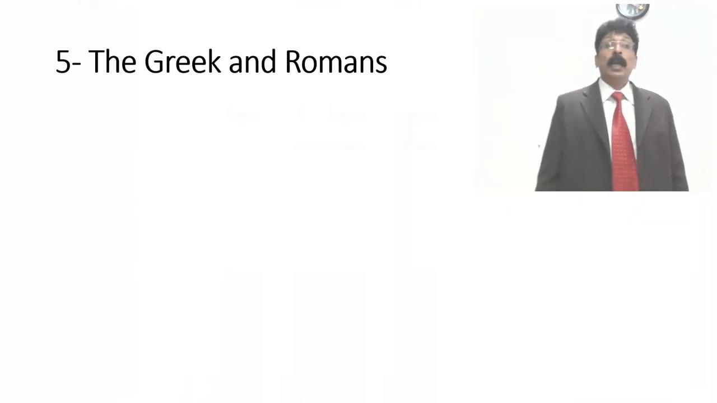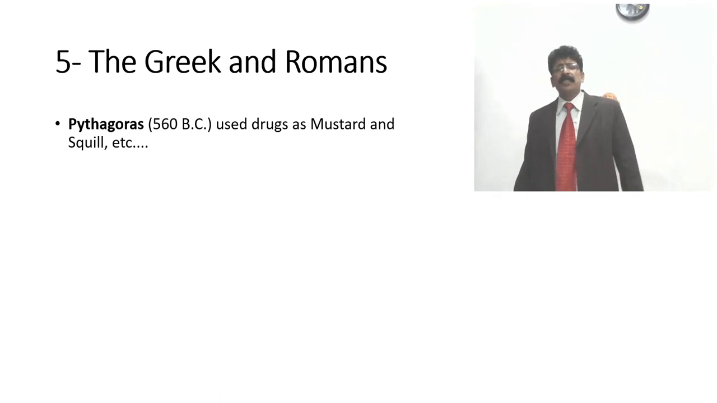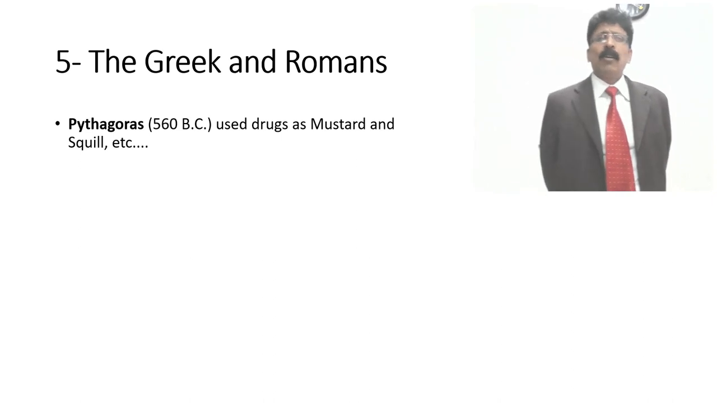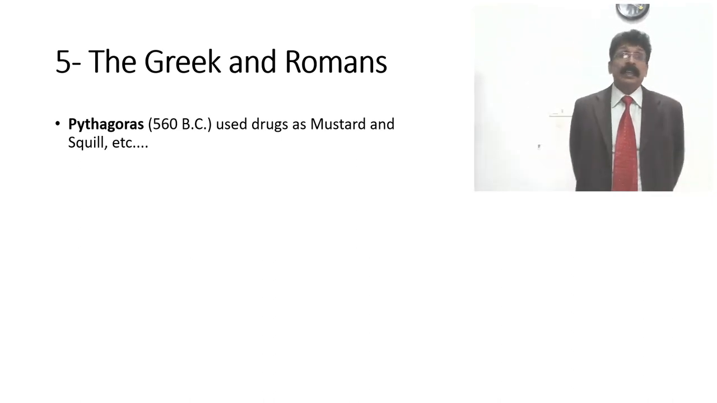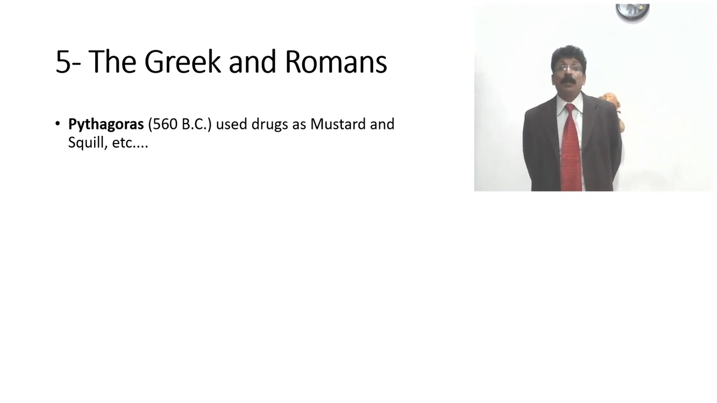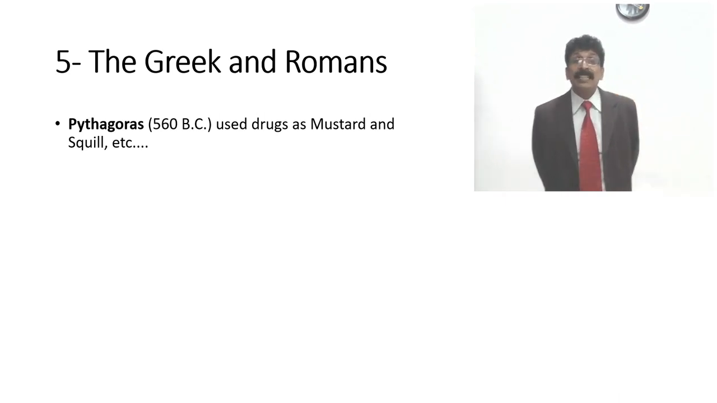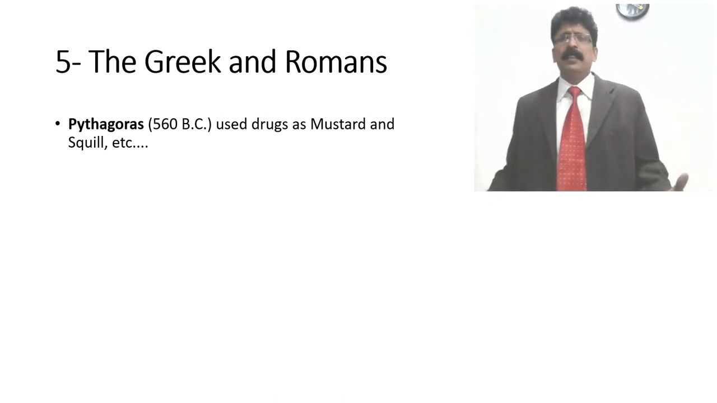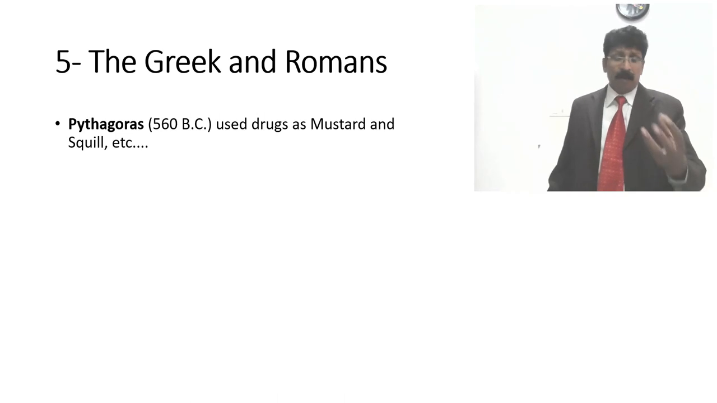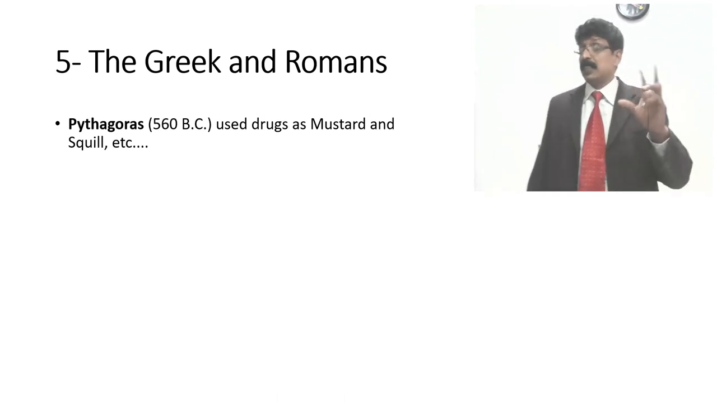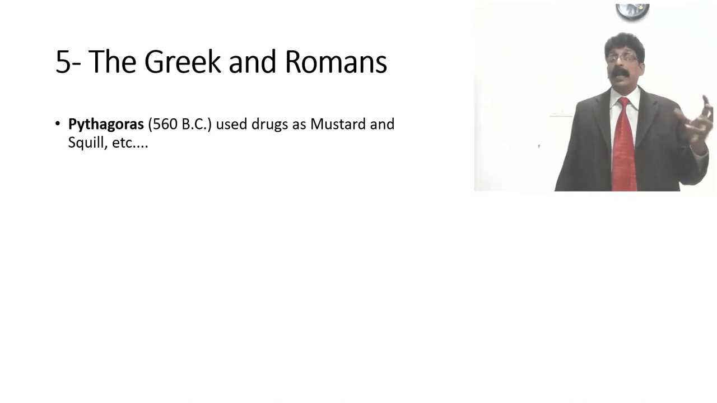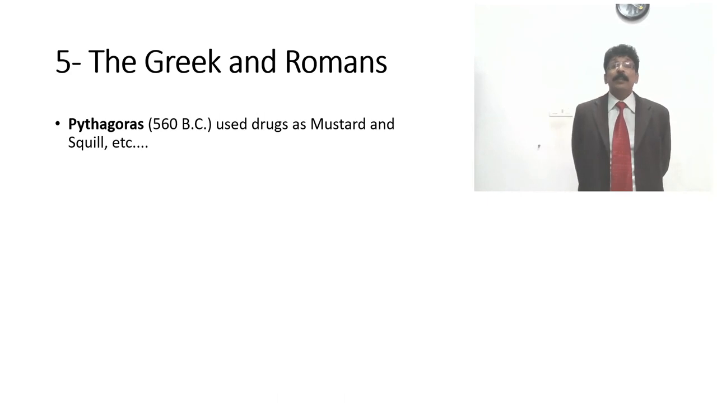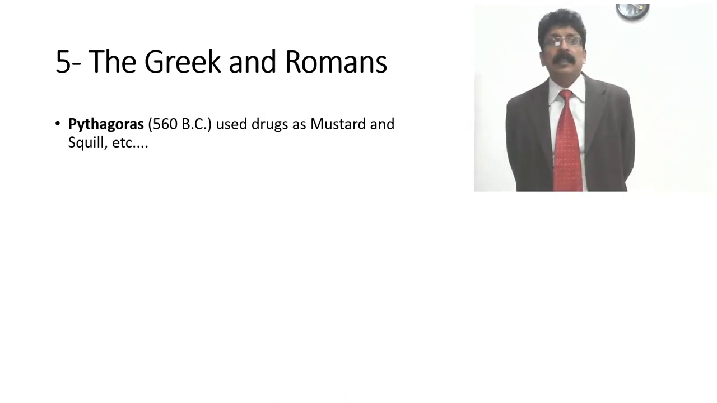And the Greeks and Romans have a lot of history in drugs and in pharmacognosy. Pythagoras, in 560 BC, used drugs such as mustard and squill. Squill you might have heard of; now we are using it as a rodent poison. It looks like white garlic, but it is not garlic, it's actually a poison. It contains scillaren A, which has rodent-poisoning action. But it was found to be used as a drug in 560 BC by Pythagoras.